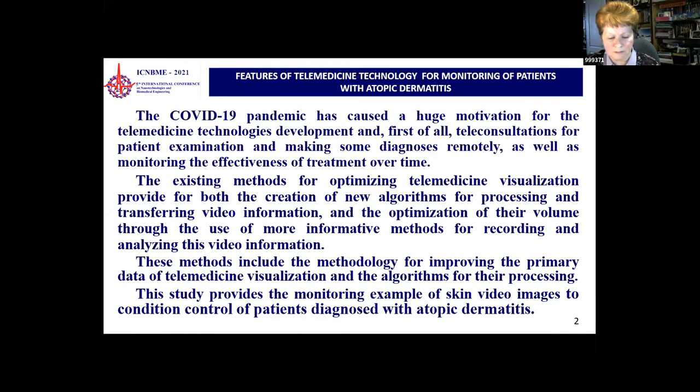The distinctive feature of telemedicine video information is rather large arrays of digital data conditioned by their required volumes and quality. The existing methods of optimizing telemedicine visualization provide for both the creation of new algorithms for processing and transferring video information and the optimization of their volume through the use of more informative methods for recording and analyzing this video information. These methods include the methodology for improving the primary data of telemedicine visualization and the algorithm for their processing. This study provides a monitoring example of skin video images to control the condition of patients diagnosed with atopic dermatitis.